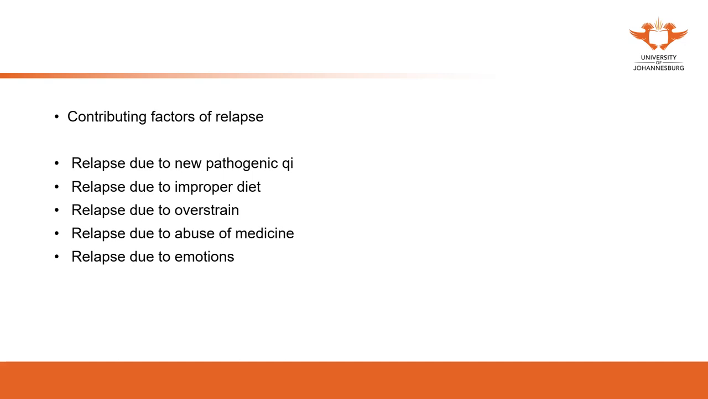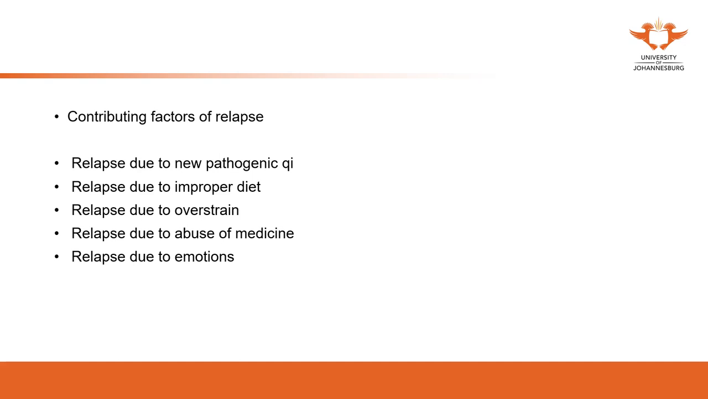Relapse due to abuse of medicine. The abuse of medicine can be the doctor's fault, and also can be the patient's fault. So it depends on what kind of situation. In Huang Di Nei Jing, it tells us this. If we use toxic herbs to treat a disease, we only treat 50%. The other 50%, we will use non-toxic herbs or we will use food as the medicine. If we use less toxic herbs to treat a disease, we're going to heal the disease for 80% or 70%.